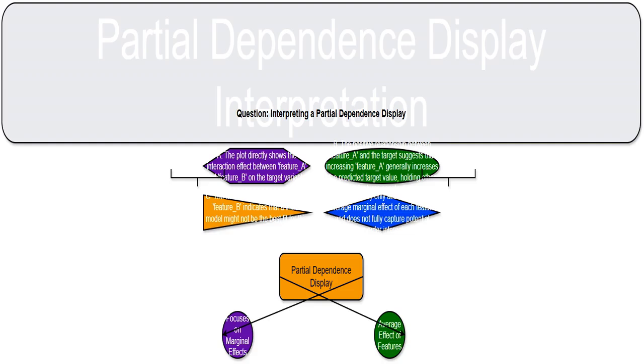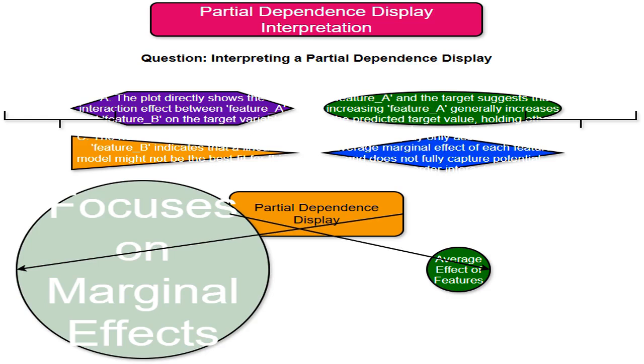A PDP visualizes how a single feature affects predictions, averaging across other features. It's a valuable tool for understanding the relationship between features and the target variable in your model. This means a PDP shows the average change in prediction as you change a single feature. I will ignore how other features might interact.